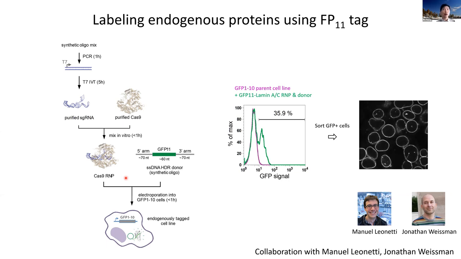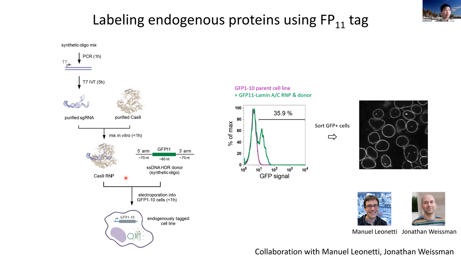And this is the case for the knock-in on the NAMIN gene. We got about 36% of cells that have an integration, and after sorting them, we see the nuclear envelope signal nicely. Now, for this pipeline, the experiment takes 1 day, and we wait for a couple of days for the cells to recover, and then we can sort the cells.